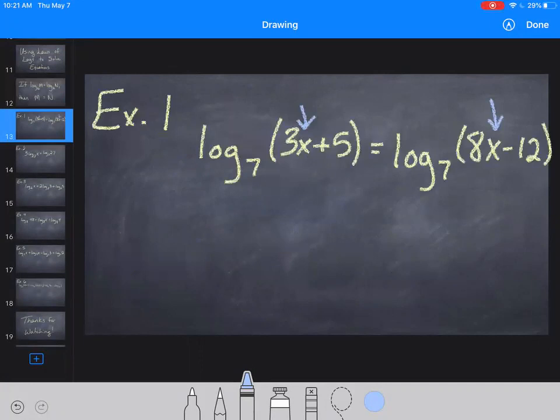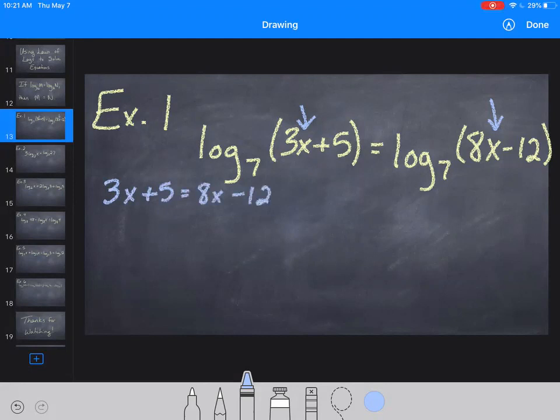Let's take a look at example 1. I have log base 7 of 3x plus 5 is equal to log base 7 of 8x minus 12. I have a log equal to a log and they both have a base of 7. So I can ignore my 7s completely and set my arguments equal to each other. So I'm going to write 3x plus 5 is equal to 8x minus 12.